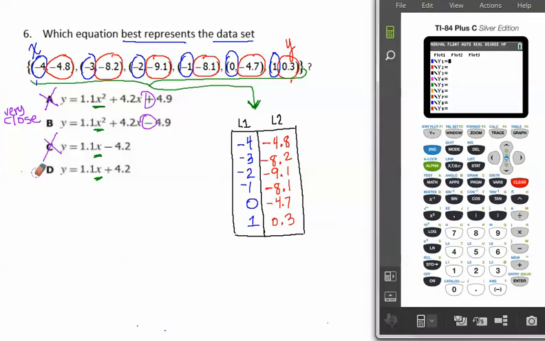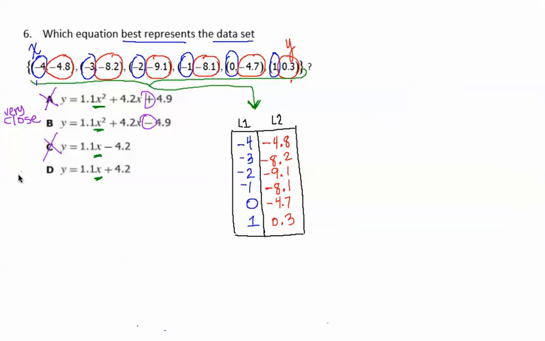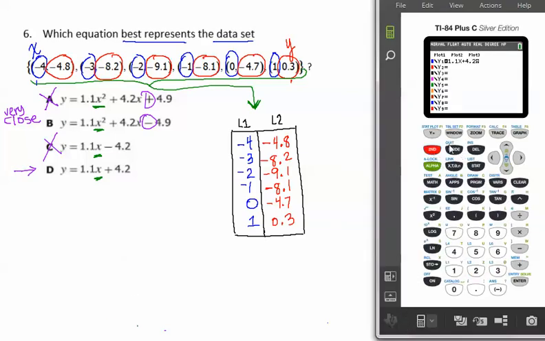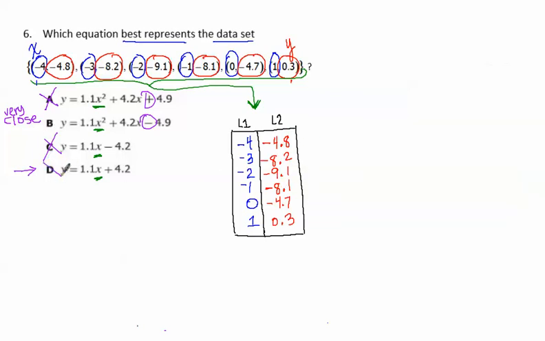Lastly, we try the last option just to make sure that it doesn't match exactly. There it is, and you press second table. And the values they show for y1 are even farther away from the targets that we want as compared to option C that we just saw. So we're not going to consider that one.